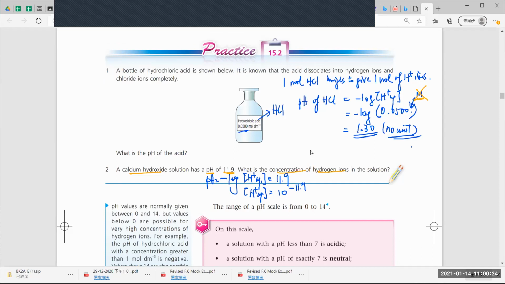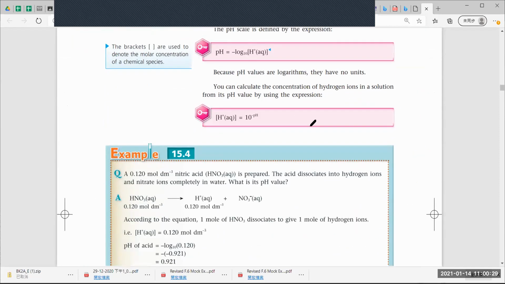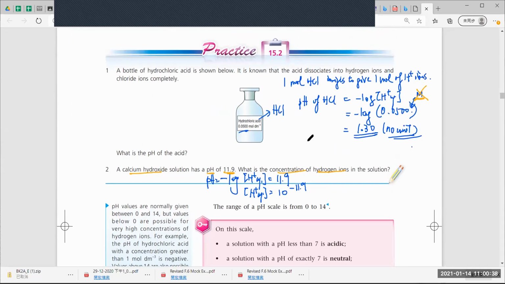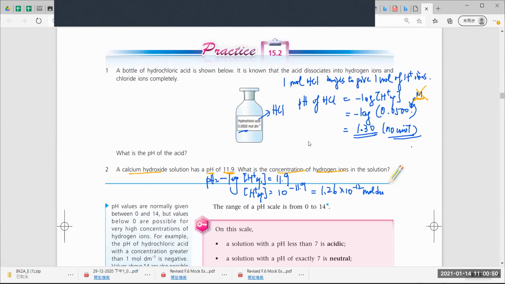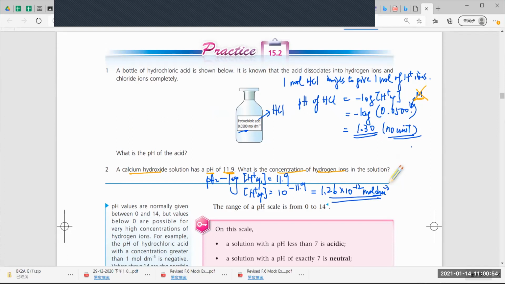So how would you get that data? From this equation: hydrogen ion molarity equals 10 to the power minus pH. So you use this to calculate as follows. You type it into the calculator and you may get 1.26 times 10 to the power minus 12 mole per dm cube. Is that clear?